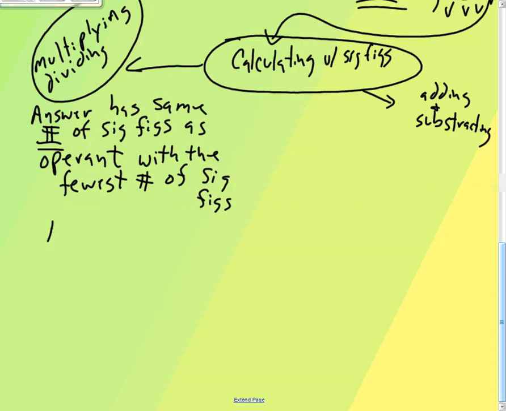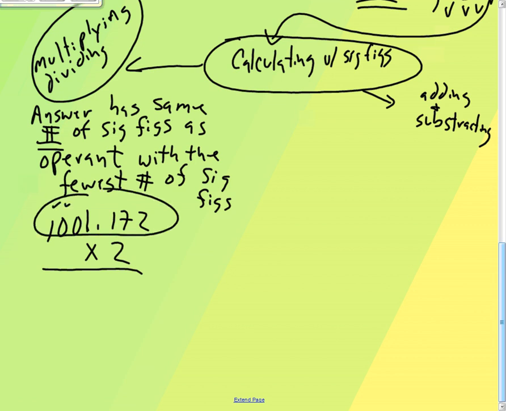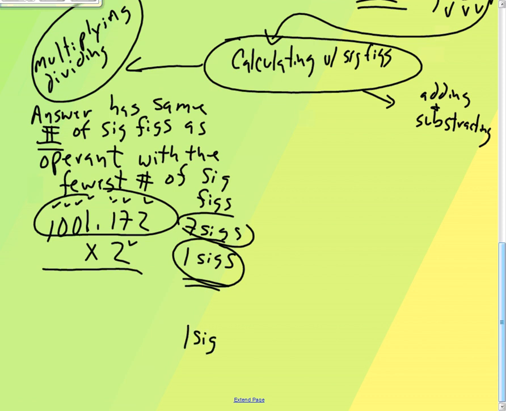Let's say I have 1,100.172, and I'm going to multiply that by 2, right? And the question is, how many sig figs are in my answer? Well, how many sig figs do I have in my first operand? 1, 2, 3, 4, 5, 6, 7. I have 7 sigs. How many do I have in my second operand? I have 1 sig. Okay, what does this say? My answer has the same number of sig figs as the operand with the fewest. 7 versus 1, which is the fewest? 1. So how many sig figs can I have in my answer?